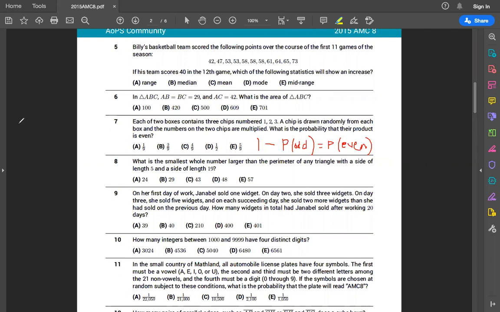For the first number to be odd, that's a 2/3 chance, since 2 out of 3 numbers are odd. And for the second number, it's also a 2/3 chance. So that's 4/9. So now to find the probability of an even product, we just do 1 minus 4/9, and we get 5/9.